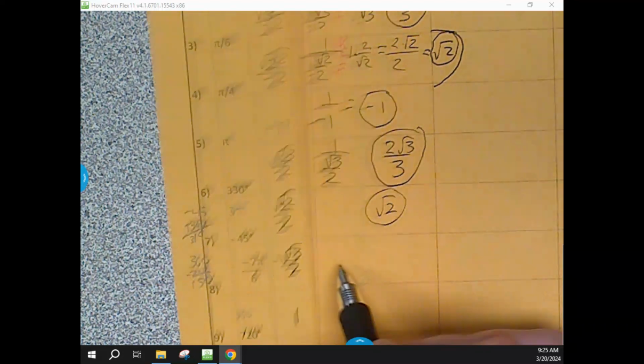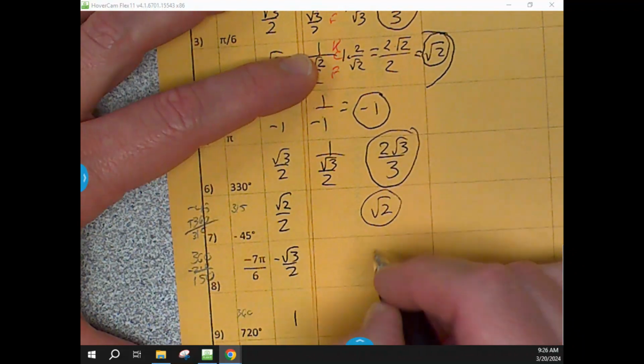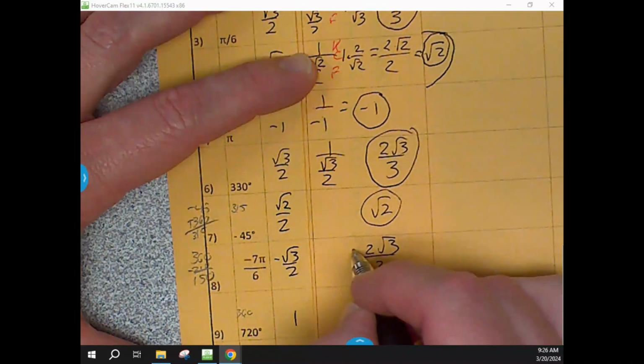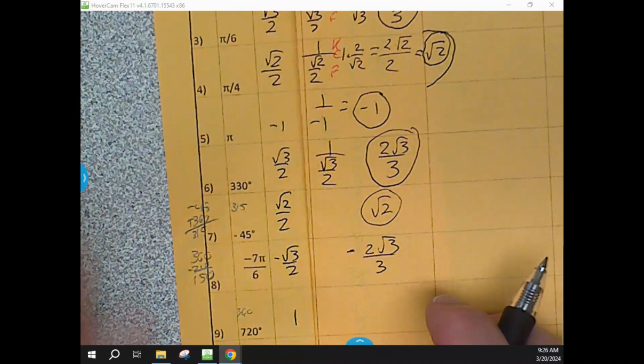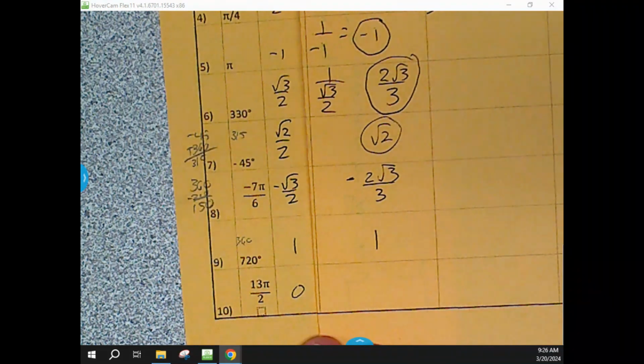Okay. So next one, same thing. This one is square root of 3 over 2, so we know this answer is going to be 2 square root of 3. The only difference is this answer is negative, so that means this answer is going to be negative. For this one, 1 over 1, that's great. The answer is just 1.